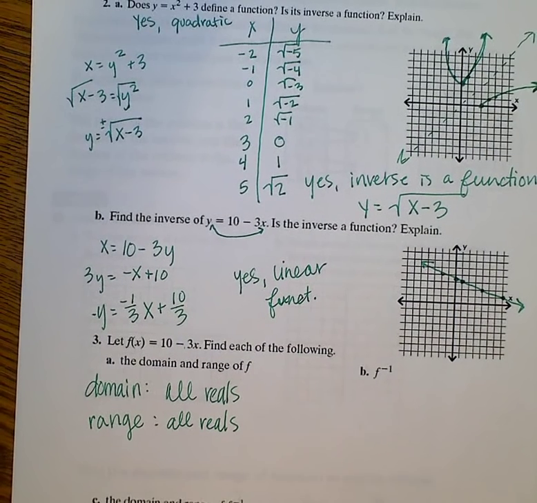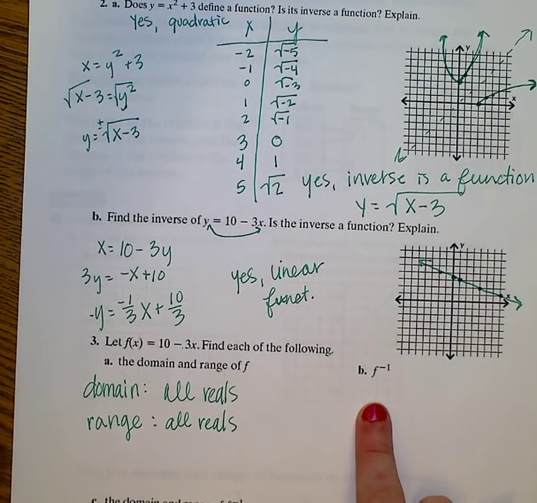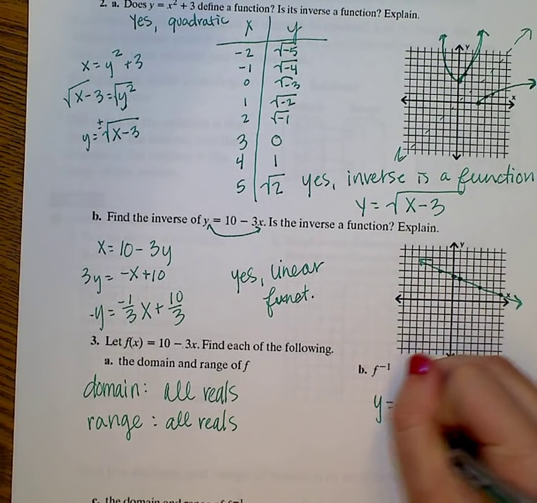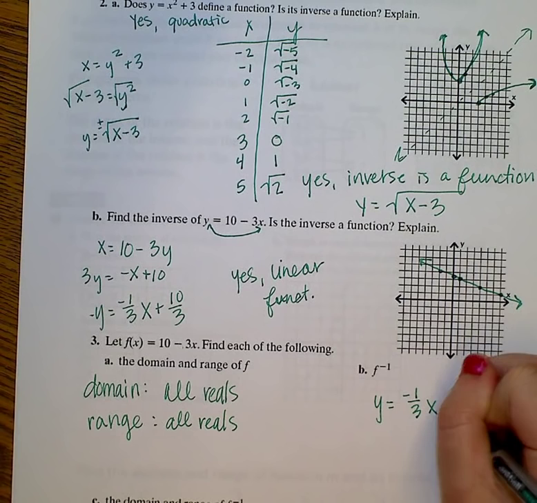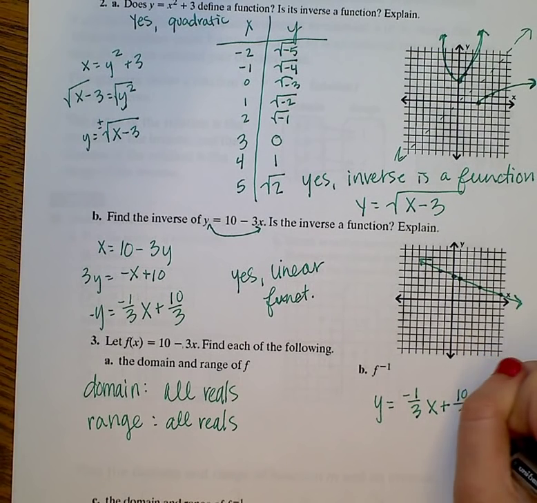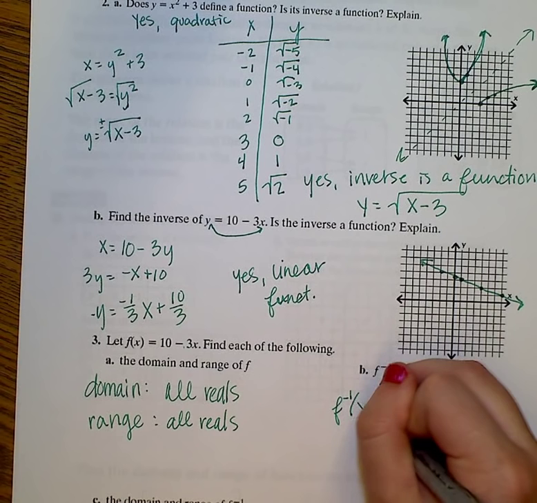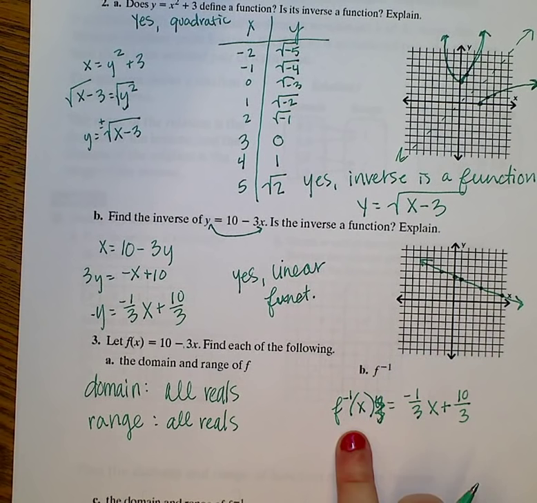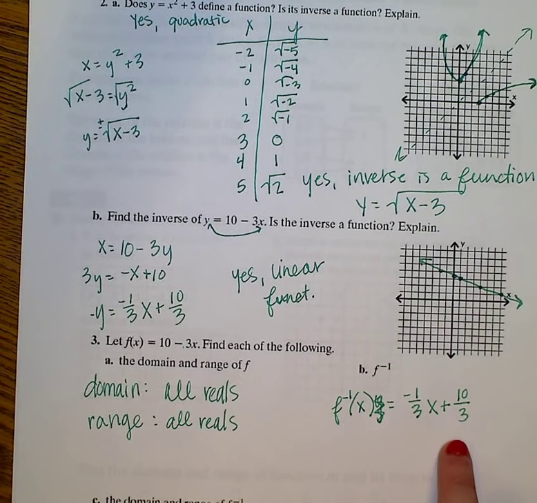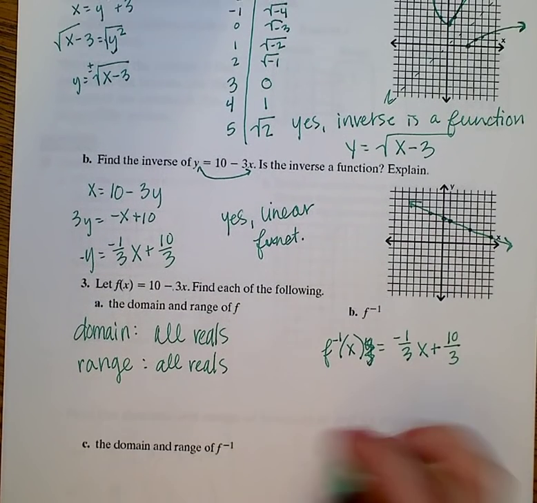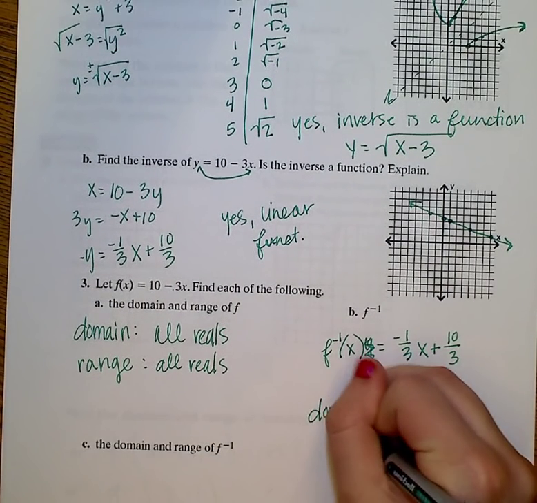Again, f inverse, we know that our function is y equals negative 1/3 x plus 10 over 3. And again, we could put y here. We could also say f inverse of x. That's saying the inverse function equals negative 1/3 x plus 10 over 3. And again, this keeps going to the left and to the right. So our domain here is also going to be all reals.